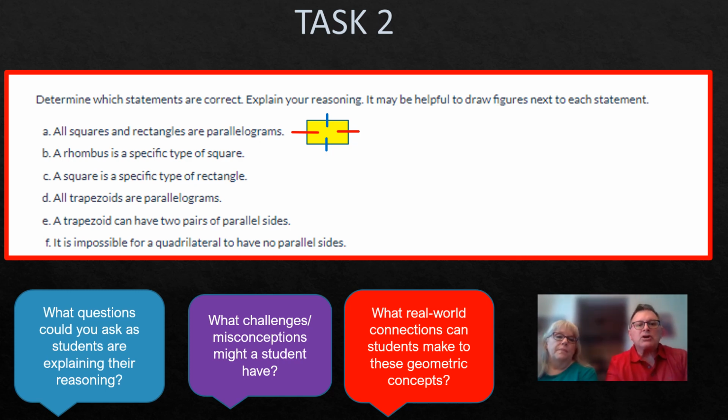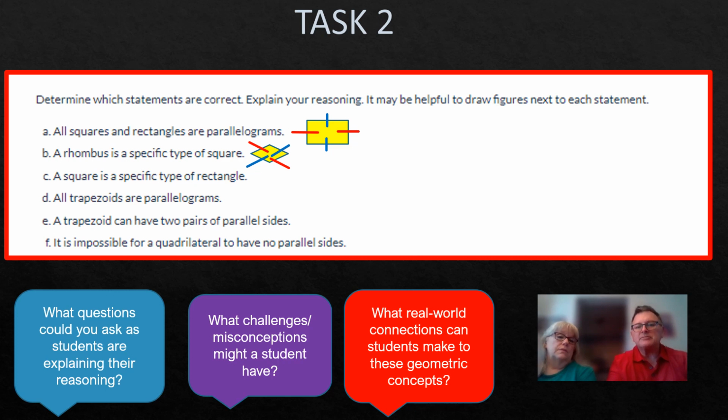Exactly. So statement B, you can go ahead and read that one. A rhombus is a specific type of square. Here we have a non-example because the opposite sides are parallel, so it is a parallelogram, but it's missing those right angles, Daryl. So this one is not a square.